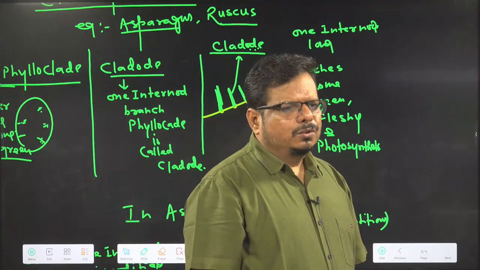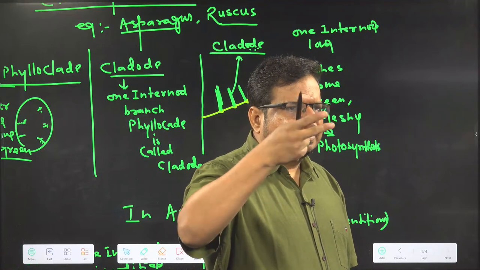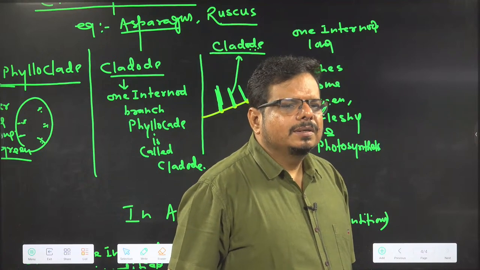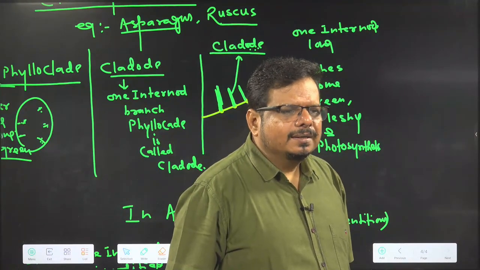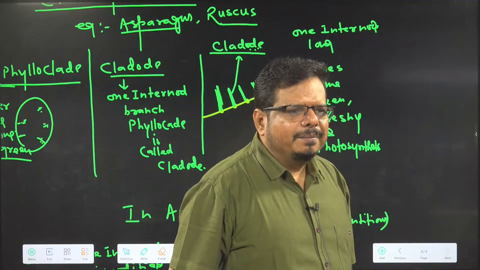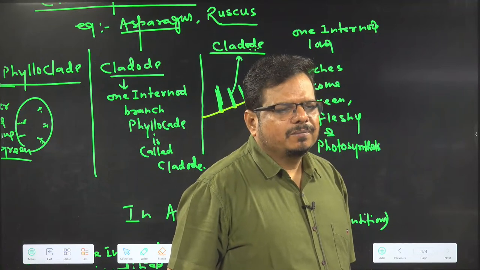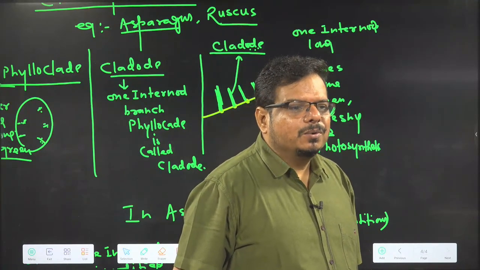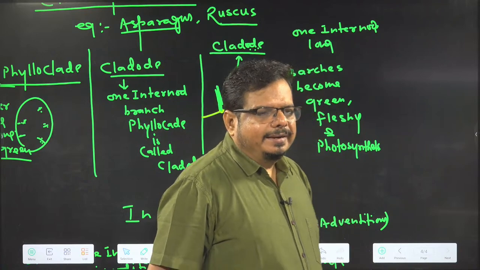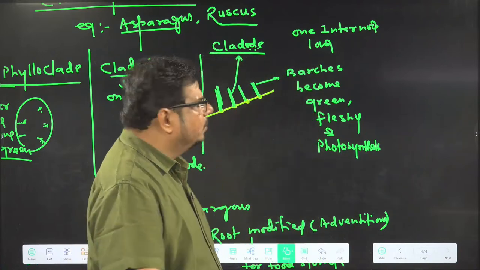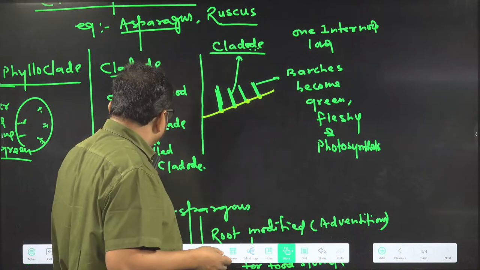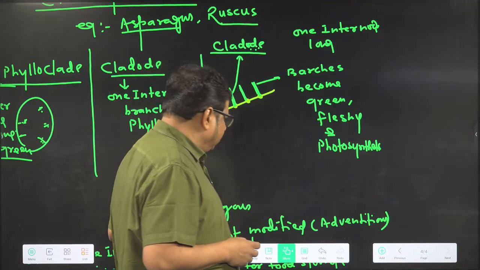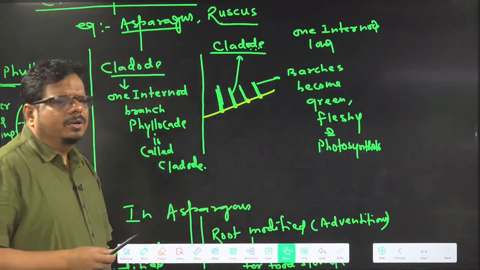Is it all right? So you got the idea about asparagus. Confusion will come. In asparagus, root is also modified, stem also. Root for food storage. What is the name of the root? Fasciculated root. NCERT simply draws the diagram of asparagus root. It is a modified fibrous or adventitious root. Cladode is also present in the asparagus. It is one internode long. Clear in the mind?